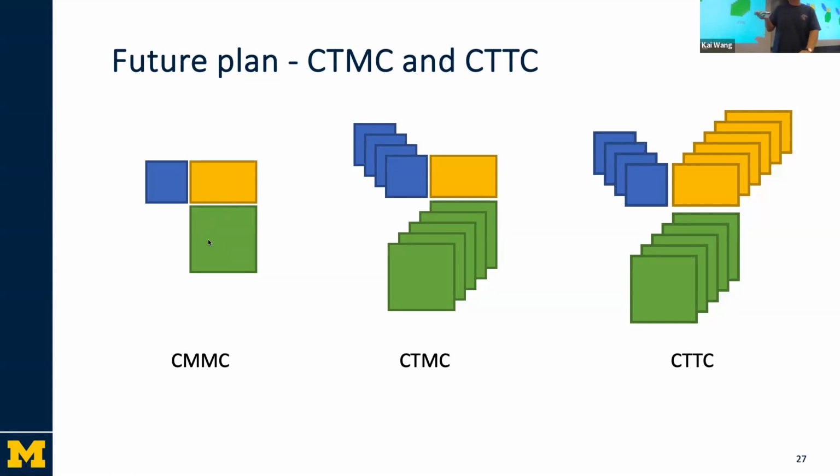For the second step, we can use all different types of the chemical similarity and the gene similarity together as a tensor, which is like a 3D matrix, to do the coupled tensor matrix completion. And then after that, the third step is to do a coupled tensor completion.